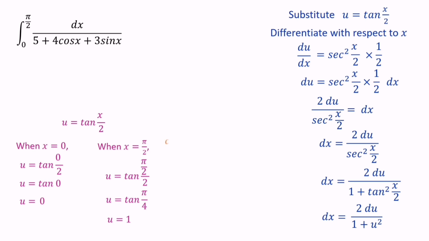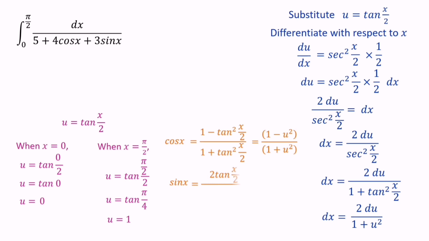Cos x value we can write as 1 minus tan squared x over 2 over 1 plus tan squared x over 2. Instead of tan x over 2 value, we can substitute u. Then we can write cos x value as 1 minus u squared over 1 plus u squared. Sin x value we can write as 2 tan x over 2 over 1 plus tan squared x over 2 using tan x over 2 terms. We know tan x over 2 means u. Therefore, we can write sin x value as 2u over 1 plus u squared.